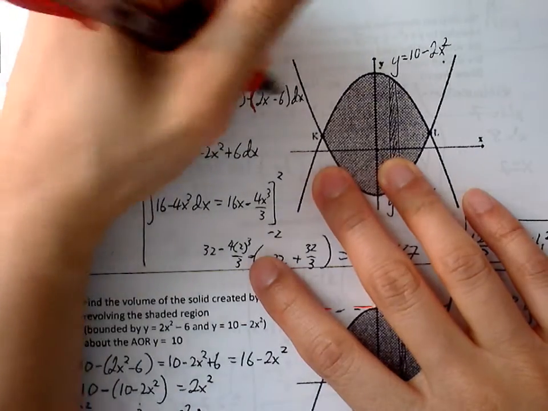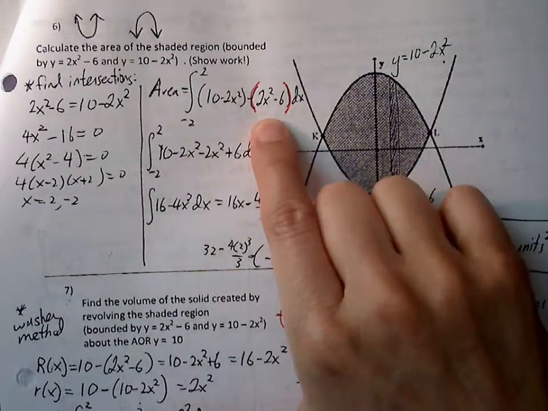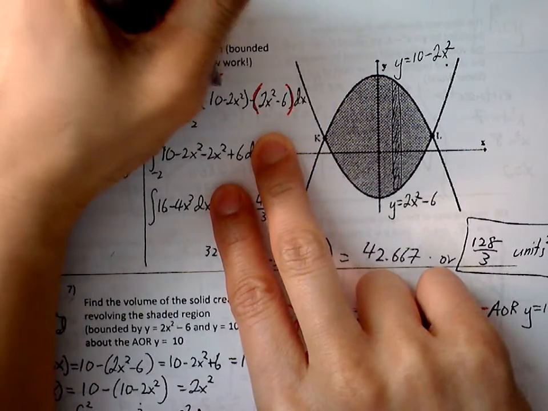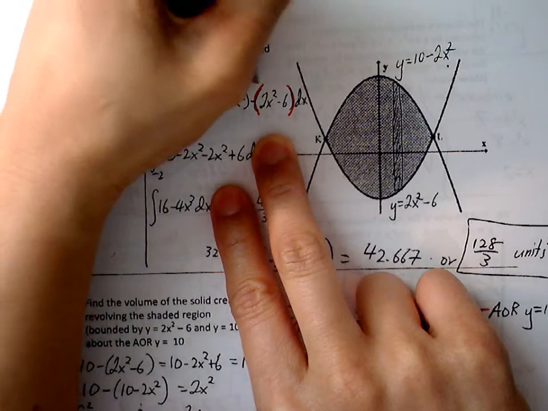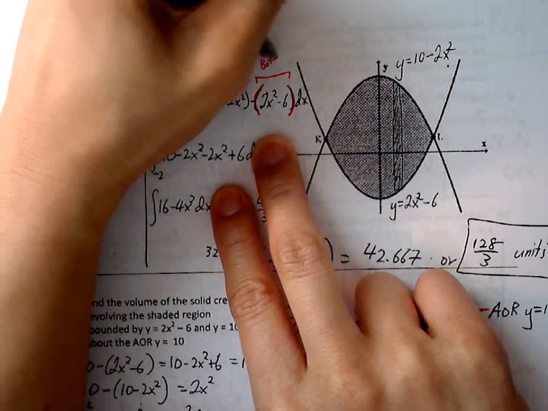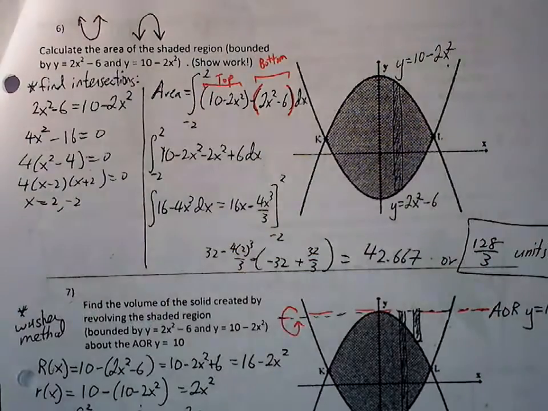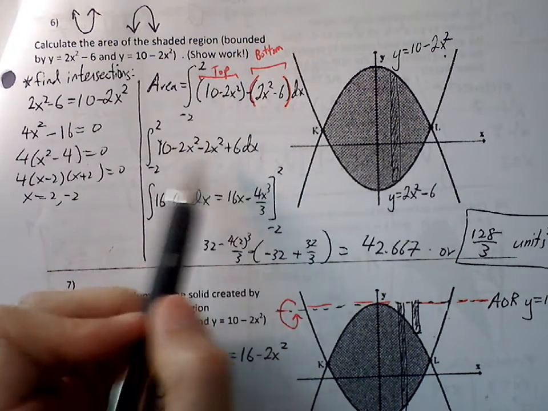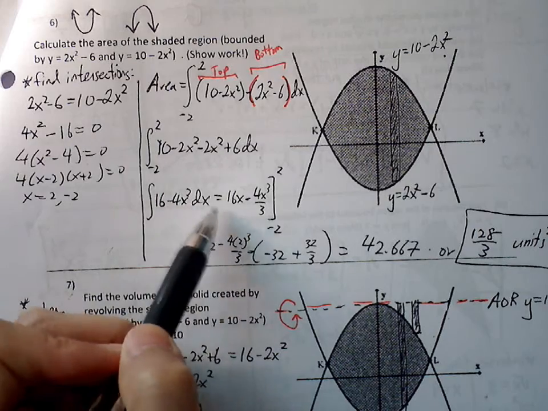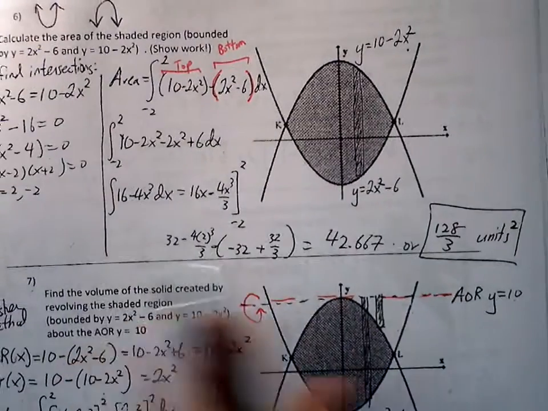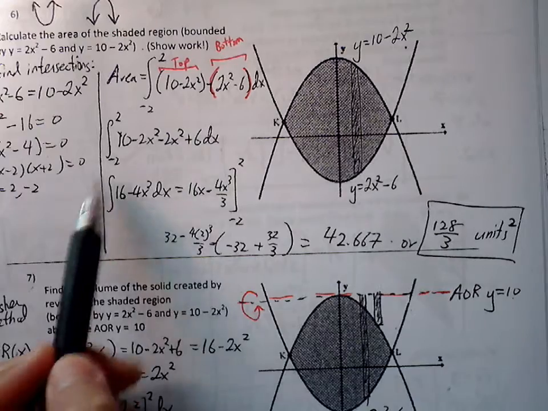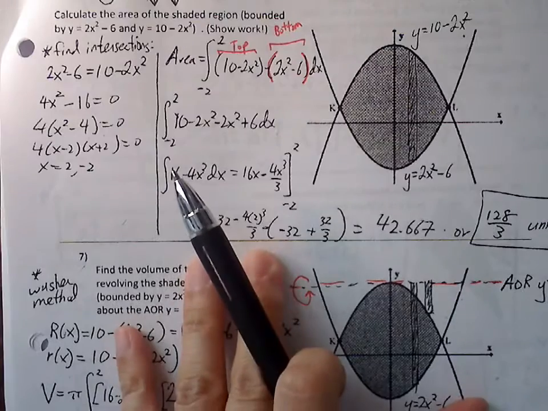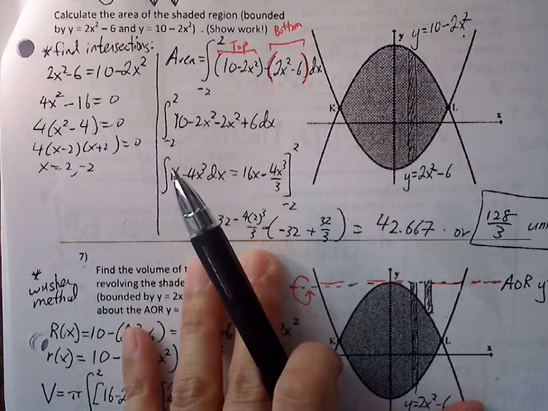Careful that you protect the bottom function with a set of parentheses since we're subtracting, that has to distribute through. So we have our top portion minus our bottom portion, with bounds from negative 2 to 2. Expand this out, plug in the calculator, or work this out by hand, and we get 128 over 3. There's no pi involved since there's no rotation going on. We're just finding area, no volume with disk or washer yet.